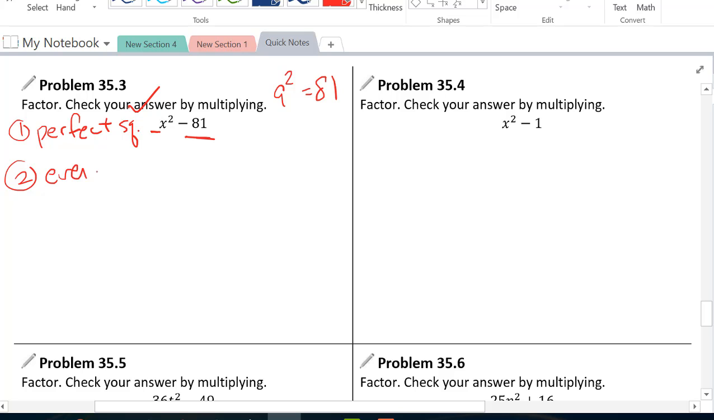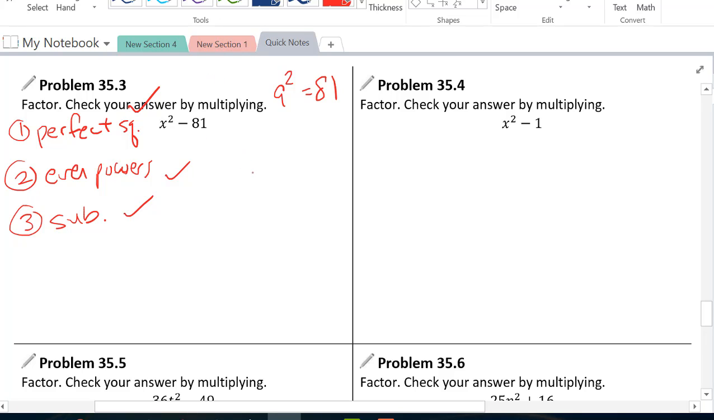We need even powers. So what's the power of the x? x is squared, right? So even powers. Okay, so that's good. And the third thing is that it must be subtraction, right? Is it subtraction? Yes, it is. So good. All three conditions are met, so we can use difference of two squares.